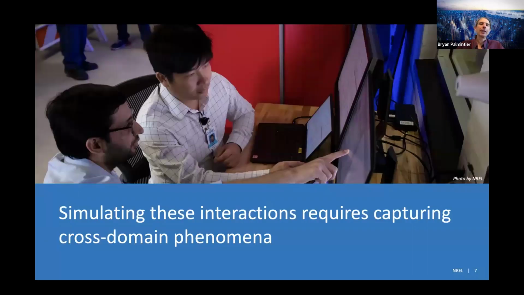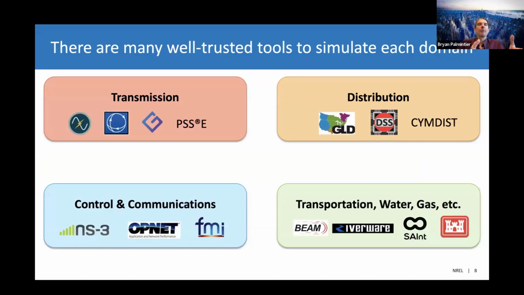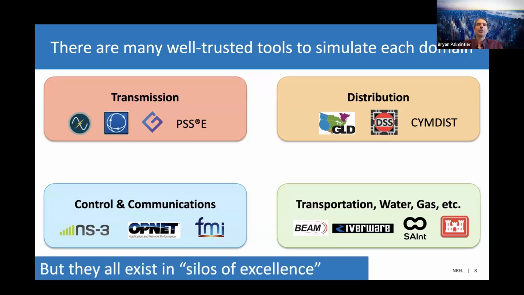The trick is that in simulating these types of interactions, we're now starting to try to capture phenomena that are across historically separate domains. And in particular, there are many very well-established, well-trusted tools in each of these different isolated blocks. Here's four examples. You can imagine a lot further: on the grid, transmission, distribution, control, and communications, with a number of important grid-adjacent technologies, transportation, water, gas, and even just the interconnection between those and the grid. And the trick is they're all running in their own little silos of excellence, if you will. Great folks, great analysis, tons of capability, but this future that we're moving rapidly towards really requires bringing them together.